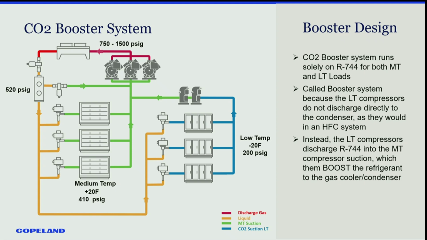When you look at any CO2 system, the CO2 is used in all of the medium temp as well as all the low temp cases. When you look at this chart, there are 4 colors on it, and those 4 colors also represent 4 different pressure zones of the system. Your discharge can range from 700 to 1,500 pounds, and it's typically stainless steel or XHP, high pressure ferrous alloy copper.